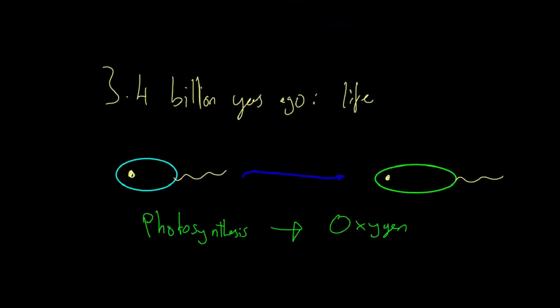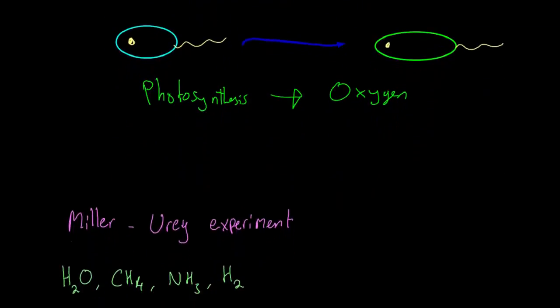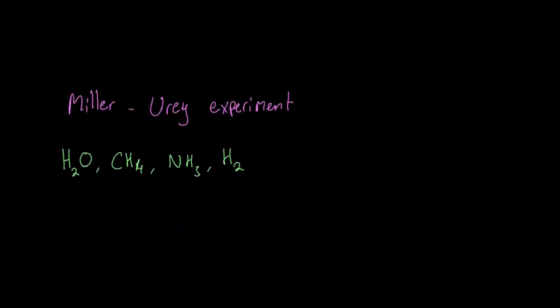And so the Miller-Urey experiment included 4 of the main components of the air in the early Earth. So we had water vapour, H2O, methane, CH4, ammonia, NH3, and hydrogen gas, H2. If we take these gases and put them all into the same container, then nothing really will happen.